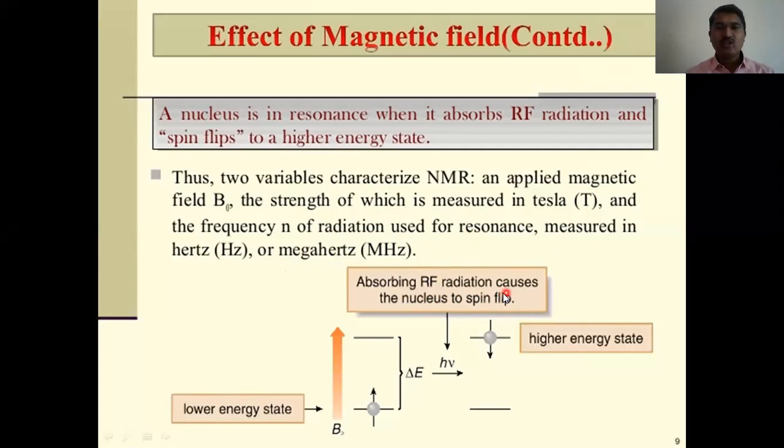Absorbing RF radiation causes the nucleus to spin flip. This is the lower energy state, and there are two energy levels, first and second. If it absorbs the energy, then it goes to the higher energy state. That is, absorbing RF radiation causes the nucleus to spin flip. You can see here, this is the upward direction. If they absorb the radiation, then it flips to the opposite direction.